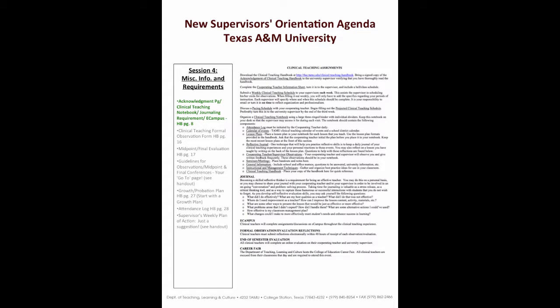Find the section towards the middle of page 8 that says, Organize a clinical teaching notebook using a large 3-ringed binder with individual dividers. At your orientation seminar, make it clear to your clinical teachers that if they've not already done so, it is time to organize this notebook according to these guidelines and keep it on their desk or designated space in their classrooms. Let them know that you will need access to it each time that you observe.